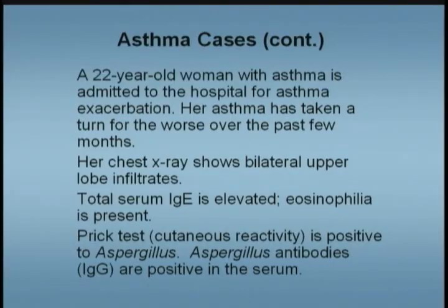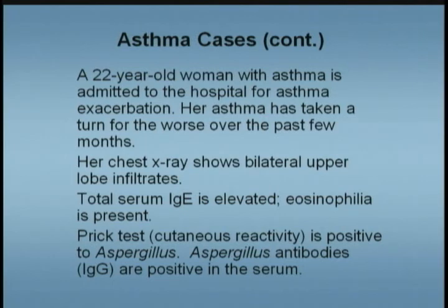So again, let me say this. Patients with asthma or something that looks like asthma, and they have infiltrates in their lungs, and their IgE is elevated, and they have eosinophilia, or they have asthma in the past, and now it gets worse, and they have upper lobe infiltrates or lung infiltrates, think about allergic bronchopulmonary aspergillosis.